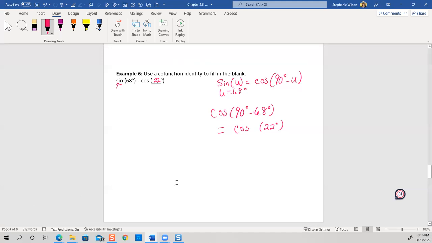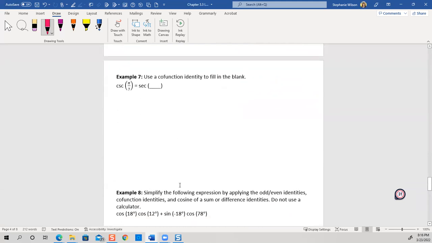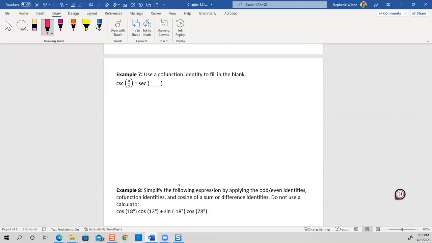All right, let's do our next one. Use the co-function identity to identify the blank spot here. So we got cosecant here. So whenever you go to our formula sheet, we know the cosecant of u is equal to the secant of pi halves minus u. And if you notice, our u is pi sevenths. So I got secant of pi halves minus pi sevenths.